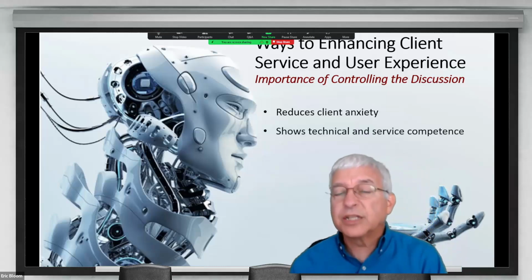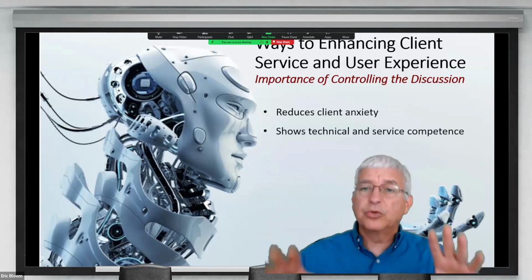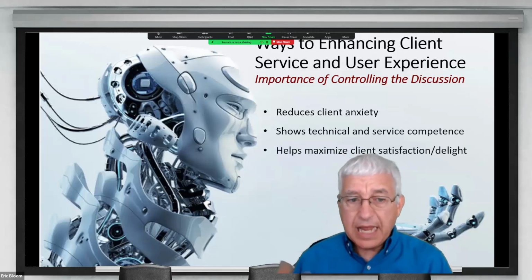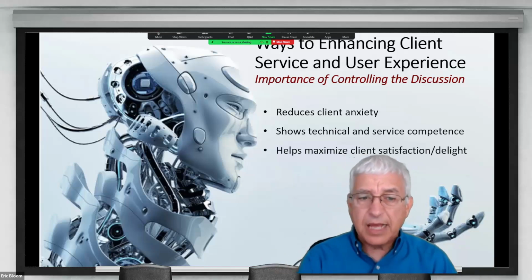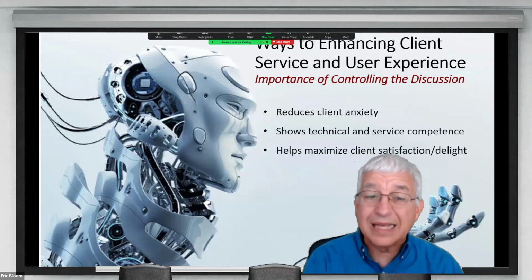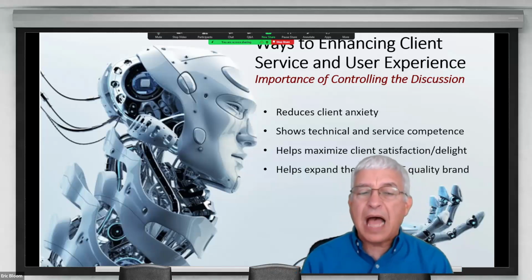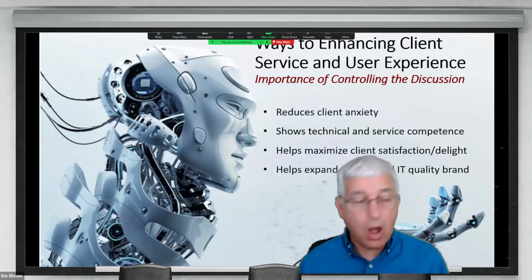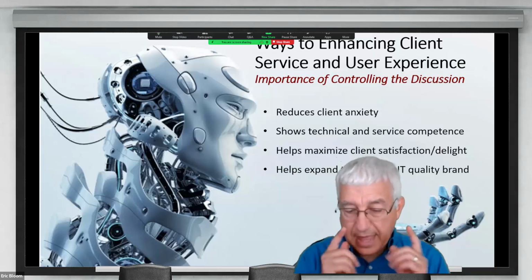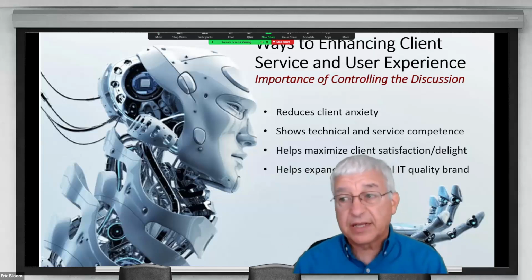It shows technical and service competence. In other words, you're saying, hey, I can do this. I know what we do. Please follow my instructions. I will guide you through this. As a result, it helps maximize client satisfaction, or what some shops call client delight. And it helps to expand the internal IT brand overall, because as you might remember from that one IT concept, you talk to one person and it affects everyone.